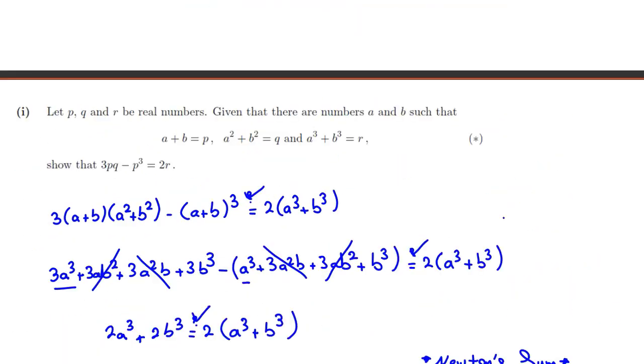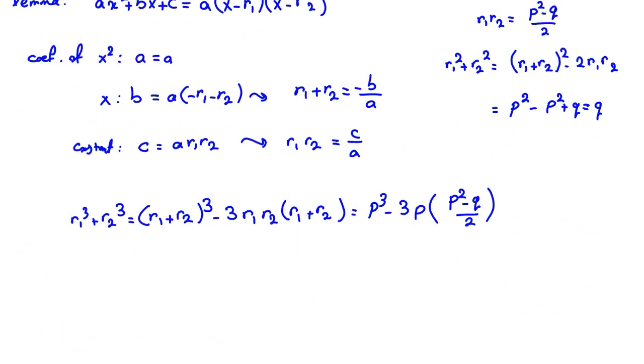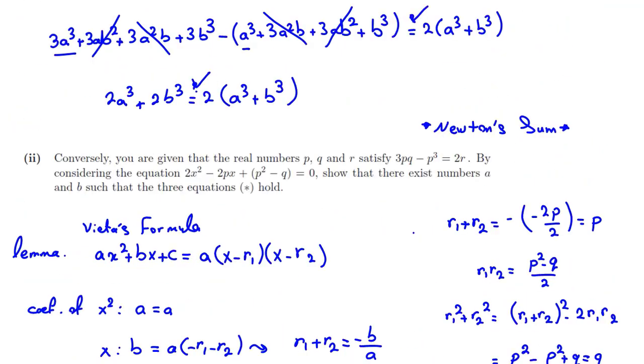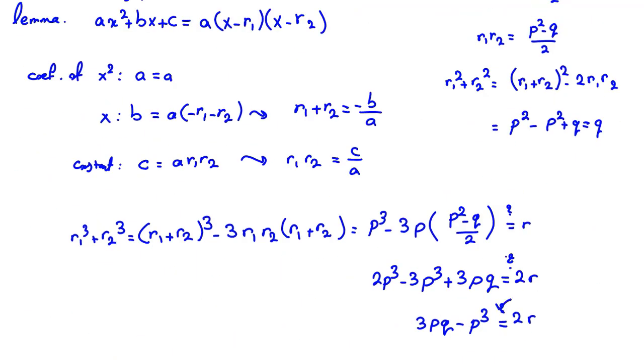Now what should we prove? We should prove it is r. So for proving that it is r, we multiply both sides by 2: 2p cubed minus 3(p squared minus q)p equals 2r. And then if we cancel, it will be 3p cubed minus p cubed, equal to 2r. We know by the assumption of the problem it is correct. So we proved our a and b.